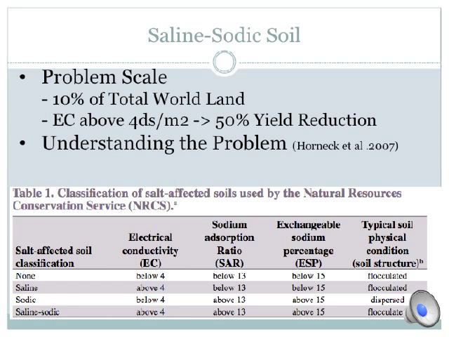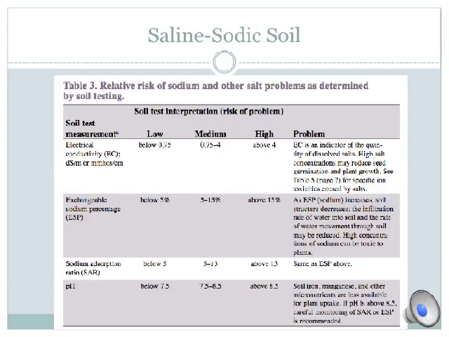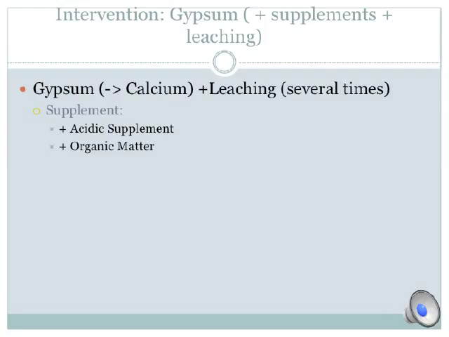There are different kinds of saline soil. Specifically, we will look at saline sodic soils, which are characterized by an exchangeable sodium percentage above 15%. To identify saline sodic soils, you have to look at the pH, which is generally above 8, and you also have to look at the electrical conductivity. The higher, the bigger the problem, generally.